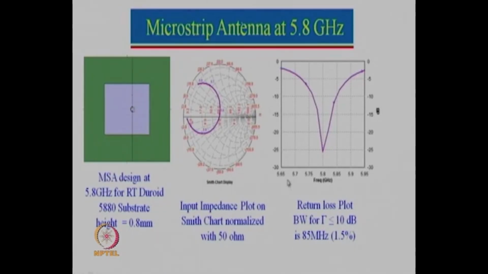So, this bandwidth here is about 85 megahertz, you can see from here to here, and this is at 5.8 gigahertz. So, you can take the ratio and that will give us the bandwidth. You can see this bandwidth is relatively small. So, we will see the techniques later on how to increase the bandwidth of the antenna.